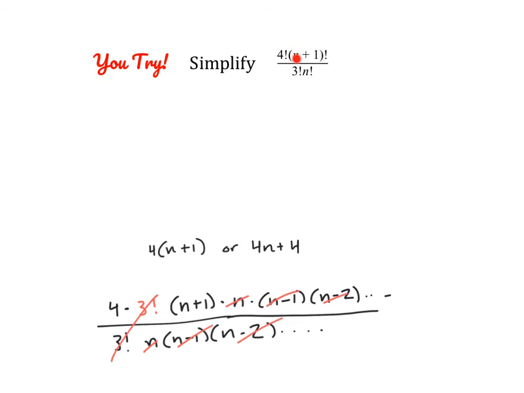Now here, this is n plus 1, and this is n. So if you expand out n plus 1 factorial, it's n plus 1 times 1 below that, which is just n times n minus 1 times n minus 2, so on and so forth. n factorial is n times n minus 1 times n minus 2. You can see what cancels out is everything n down, but n plus 1 is still left. So all we have left is 4 times n plus 1.